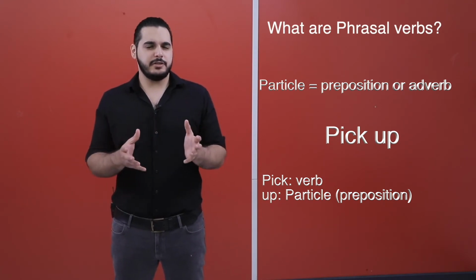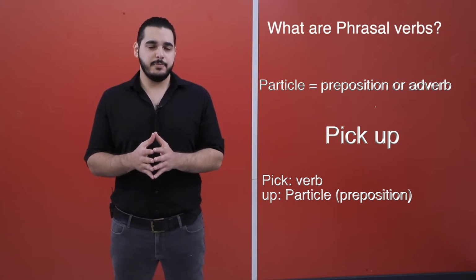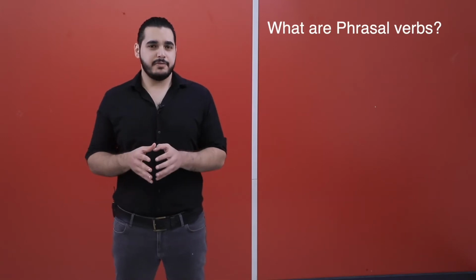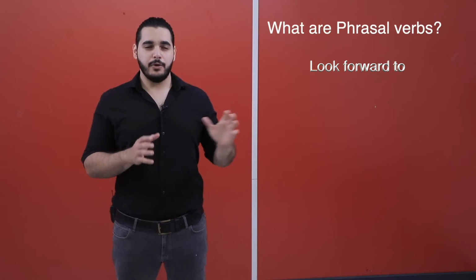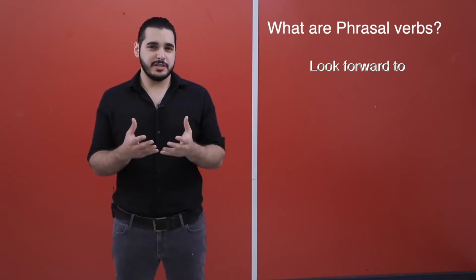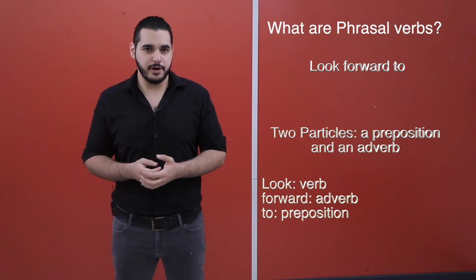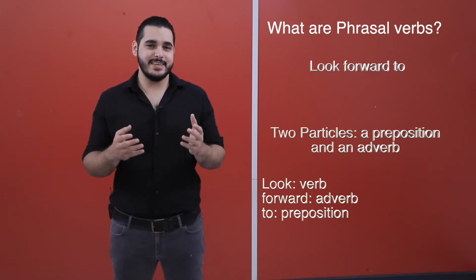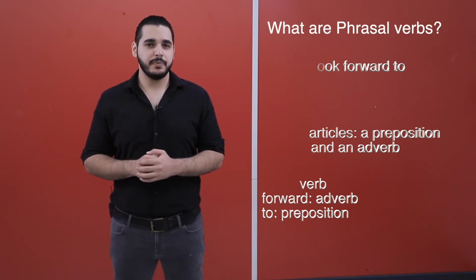Some phrasal verbs have two particles. One of them is an adverb and the other one is a preposition. An example of this case can be look forward to. Now, look forward to is a phrasal verb that has two particles. Well, of course, look is the verb. The two particles are forward and to. Forward is the adverb and to is the preposition.